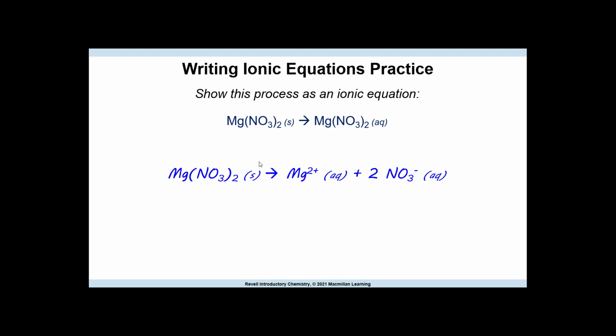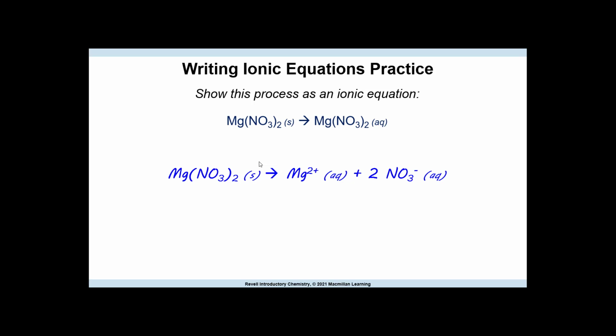Okay, so writing ionic equations, here's the practice. We're going to look at this one. This is magnesium nitrate as a solid, and then it dissolves in water. And when it dissolves in water, it is now magnesium nitrate in aqueous solution. When we look at this molecular equation, we simply change the phase symbol from solid to aqueous because we know that this compound has dissolved. It is still the same compound, it's just dissolved now in water. And when it's something in water, it's an aqueous solution.